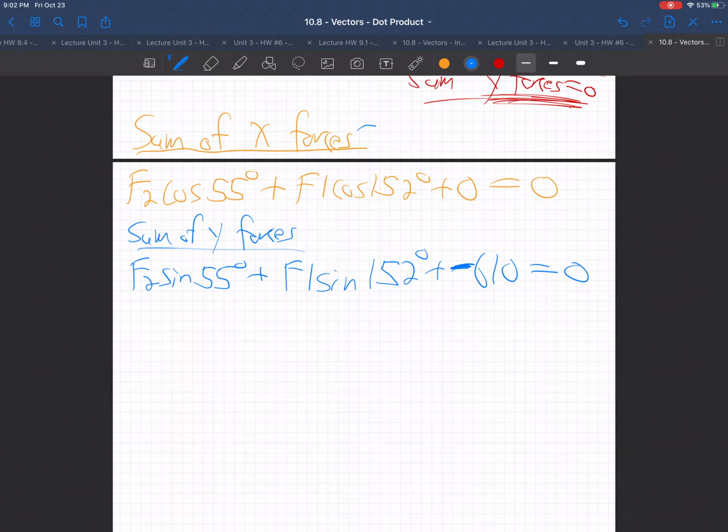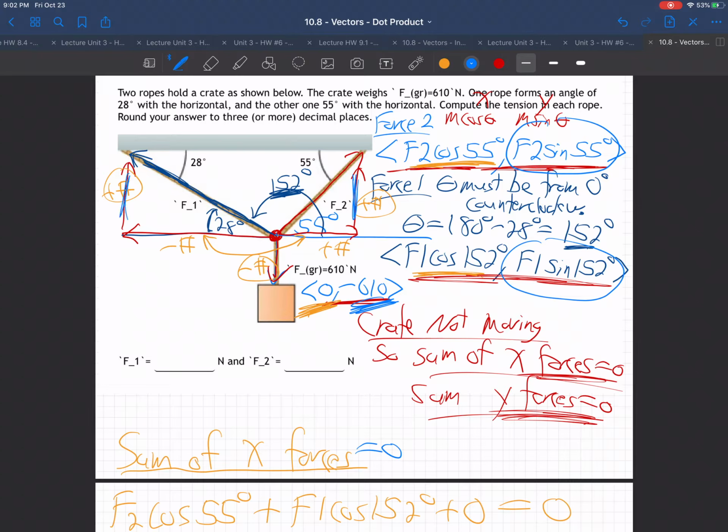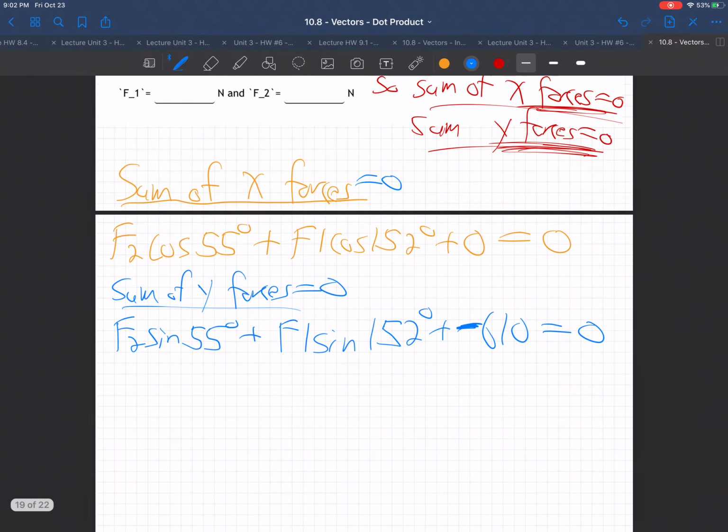Again, the sum of the x forces must equal 0, and the sum of the y forces must be 0. Why? Because it's in balance, right? The upward forces must equal the downward force. These two positive numbers plus that negative number must make 0. There's no net vertical force on the crate, or it would be moving. And the two sideways forces must add up to 0, one negative, one positive, or the thing would be moving sideways.